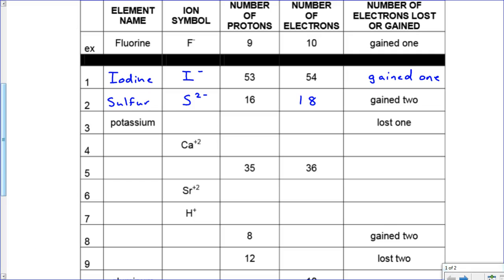For potassium, potassium is K. If you look up the atomic number on that, it's 19. This says that it has lost 1 electron, so it's going to have 18 electrons there. Losing an electron gives it a positive charge, so it's K+.